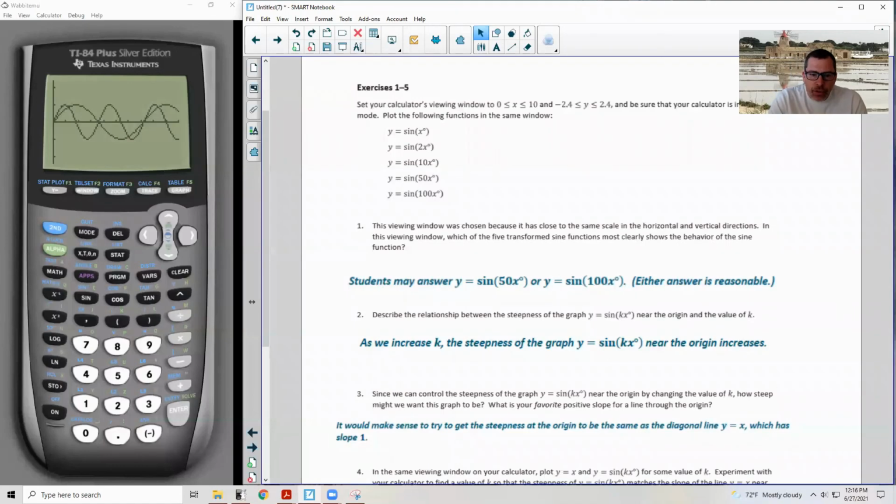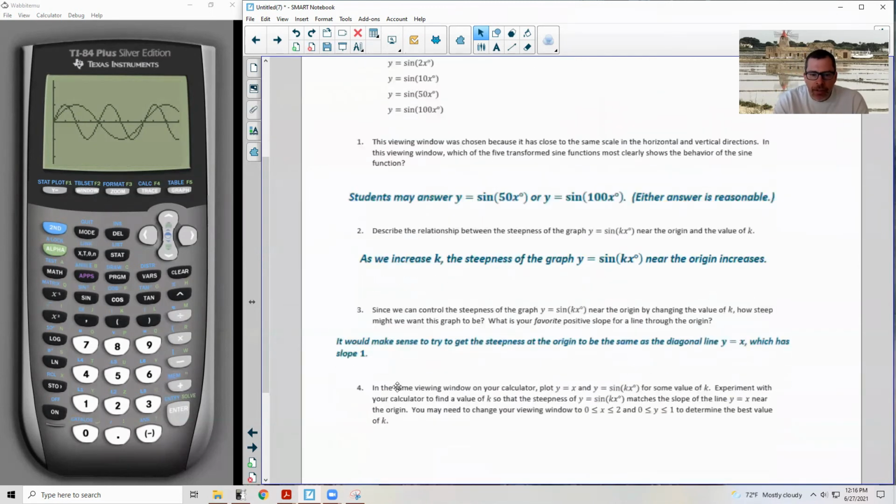Okay, so to answer 2, describe the relationship between the steepness of the graph near the origin and the value of k. As we increase k, the steepness of the graph increases near the origin. Okay, and that's what I was explaining with the graph over here, but I didn't paste in the right answer. And now, what would be the favorite possible slope for a line to go through the origin? It would make sense for that slope to be y equals x, which has a slope of 1.